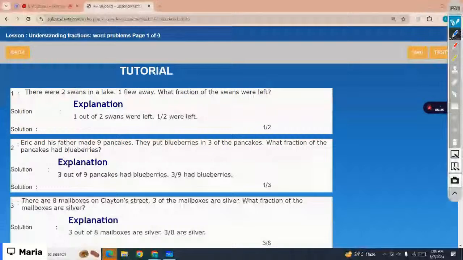The total is 2, right? And you are left with 1 out of 2. So that means you have 1. You are left with 1 out of 2 swans. So you write 1 out of 2, right?